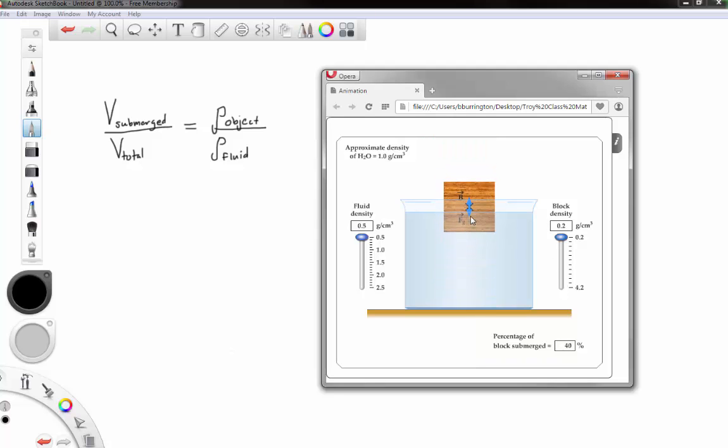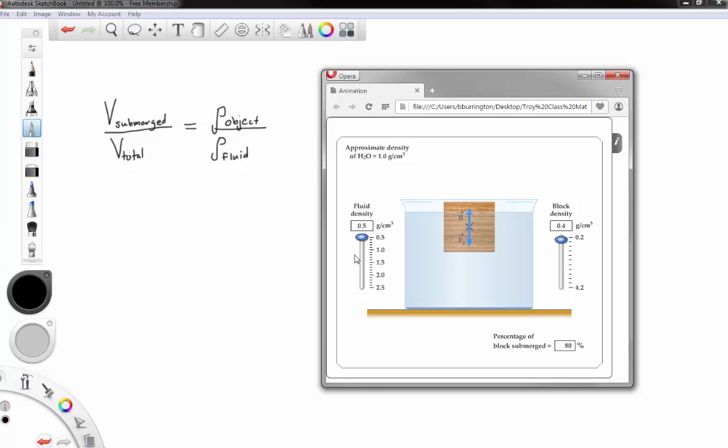When it comes to rest at equilibrium, sure enough, 40%. And if I increase this block density to 0.4, let's say, then 80% should be submerged. Whoops. There's 0.4. And when it comes to equilibrium, sure enough, 80%.